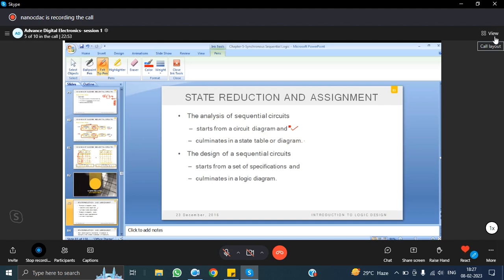We can also go from the circuit diagram to the state table or the state diagram. Design of a sequential circuit starts from a set of specifications and culminates with a logic diagram.